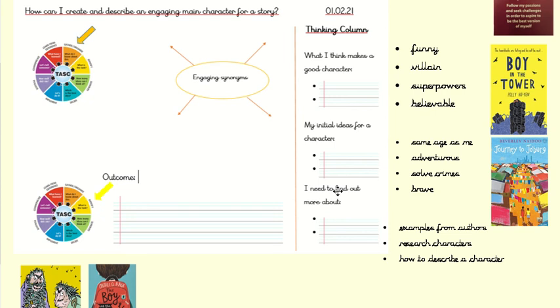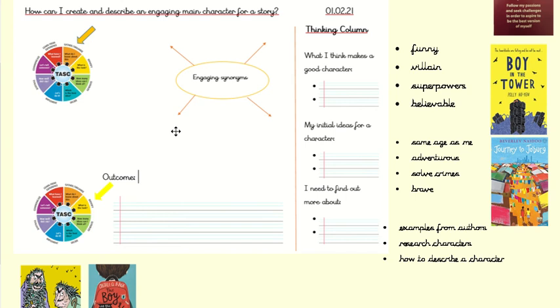Again, you can use bullet points or a mind map or any other thinking tool that you know of. Your third and final reflection point for your first entry is, I need to find out more about. So in order to be able to answer your inquiry question, what do you need to know about? Or what do you want to learn about? So some ideas that I'd had. You might want to look at examples from authors of engaging characters. You might want to research some characters that you already know about. You might be thinking, well, I know how to describe a setting because I did that last week. But how do I describe a character? Is it the same or different?